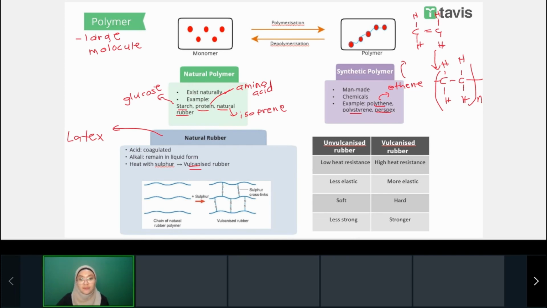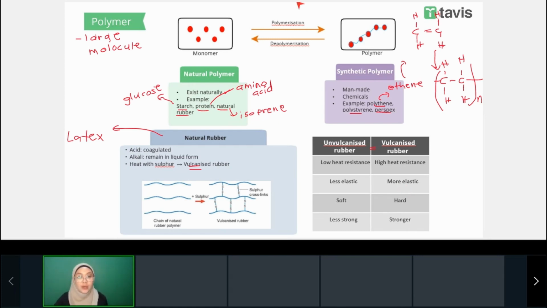Okay, what is the difference between unvulcanized rubber and vulcanized rubber? Unvulcanized rubber has low heat resistance compared to vulcanized rubber. Unvulcanized rubber is also less elastic than vulcanized rubber. The property is also slightly soft compared to vulcanized rubber, and it is less strong. You can take a picture of this table if you want.